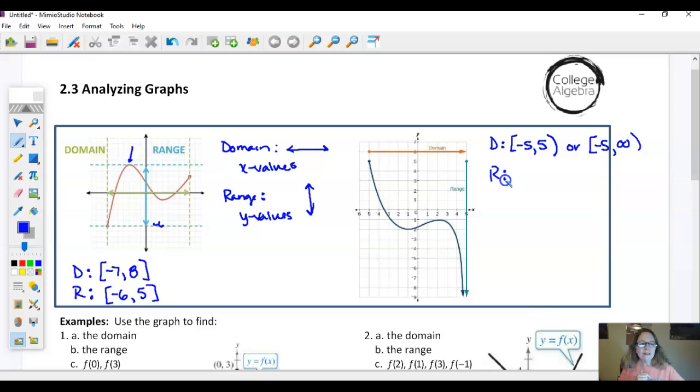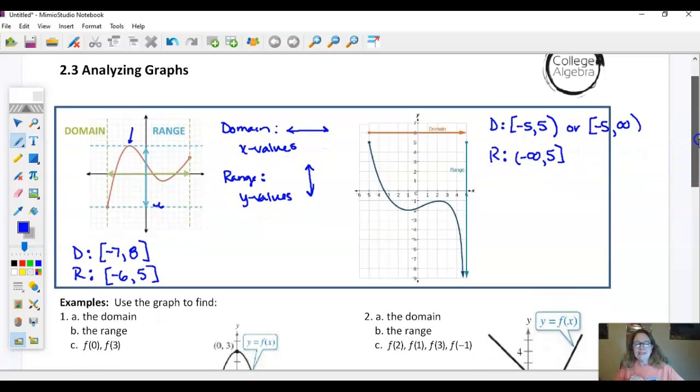Then on the range, this is when we read bottom up. The lowest value on our grid, it looks like it's -infinity. See how it just keeps on going down there? And what's the highest value that it goes to? Right up here at +5, and it includes it.